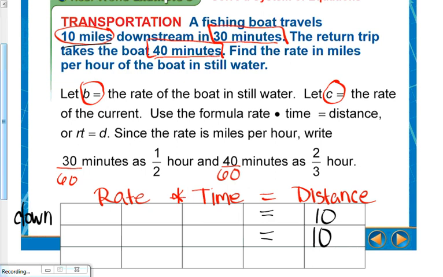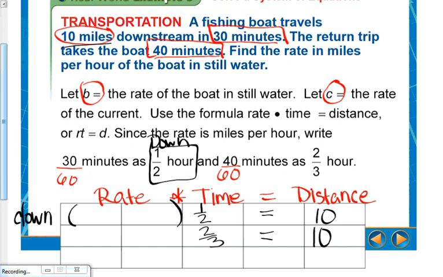We also know the time, right? So this half an hour was 30 minutes. That's downstream, right? So I'm going to put that right here as 1/2. Okay, that was half an hour. The other one was 2/3, and we're going to multiply that times rate.